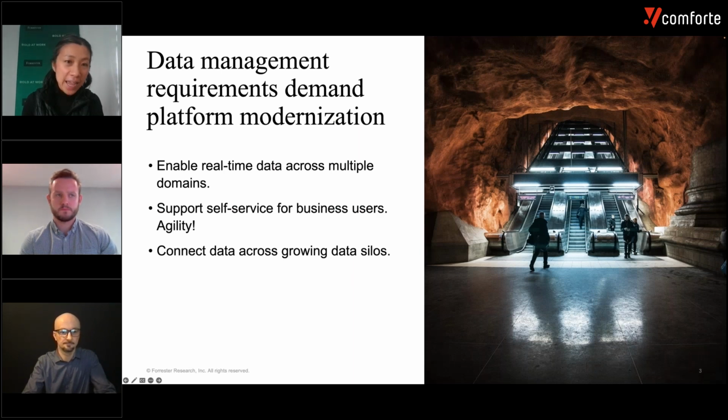Today, many organizations are modernizing their data management practices, the platforms that they use, because they have to, especially if they want to accomplish these 3 key things that we see in our research, which is enabling real-time data across multiple domains. So think of real-time data as data from modern business applications, from streaming analytics solutions. Traditional data management architectures can't quite keep up with the amount of data processing and delivery that's required for real-time data. And companies also want to support self-service for their business users because it gives them agility.